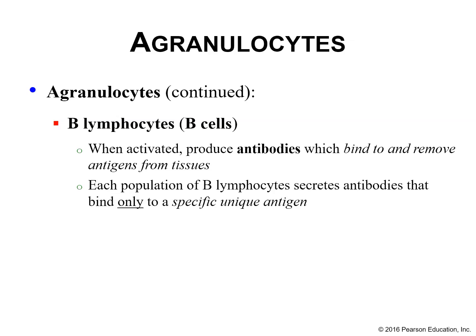Among the lymphocytes, you have B cells or B lymphocytes. When B lymphocytes are exposed to an invading microbe like a virus or a bacteria, which is what we call activation, they produce antibodies, which then bind and remove the antigens from the tissues. Each population of B lymphocyte will secrete antibodies that bind only to that specific unique antigen. And we'll talk about this further when we look at immunity in the next chapter.